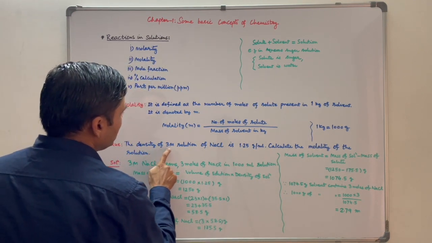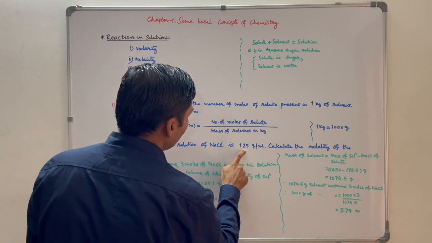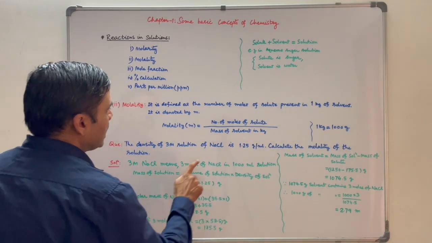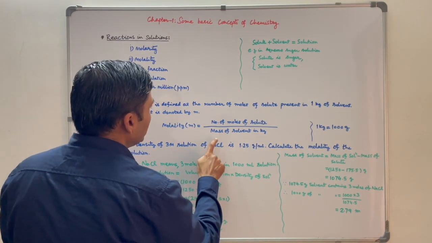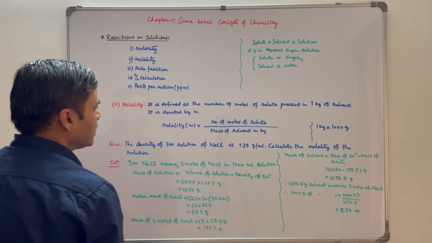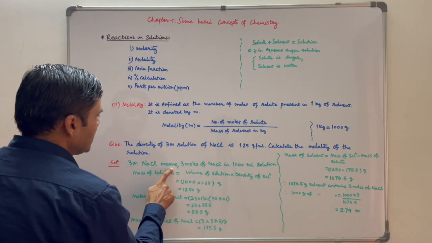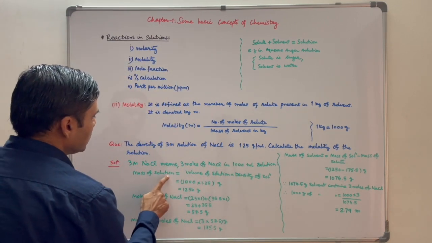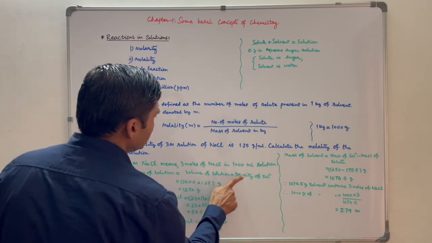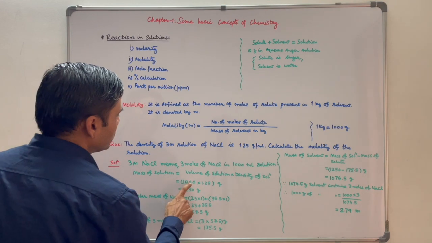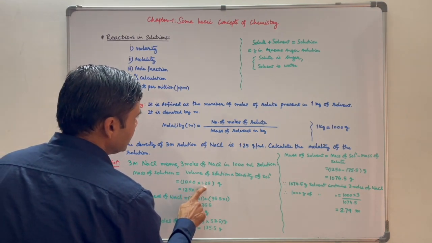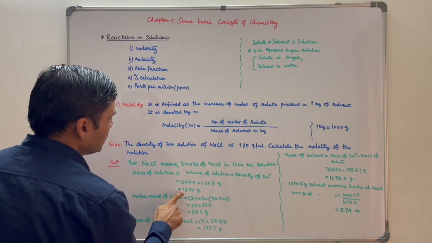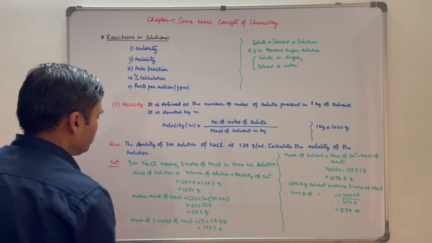The density of 3 molar solution of NaCl is 1.25 gram per ml. Calculate the molality of the solution. Here NaCl is solute. We want to calculate mass of solvent. So let us do that. 3 molar NaCl means 3 moles of NaCl in 1000 ml of solution. So mass of solution is equal to volume of solution into density of solution. Volume of solution is 1000 ml into density of solution is given as 1.25 gram per ml. So mass of solution comes out to be 1250 gram.